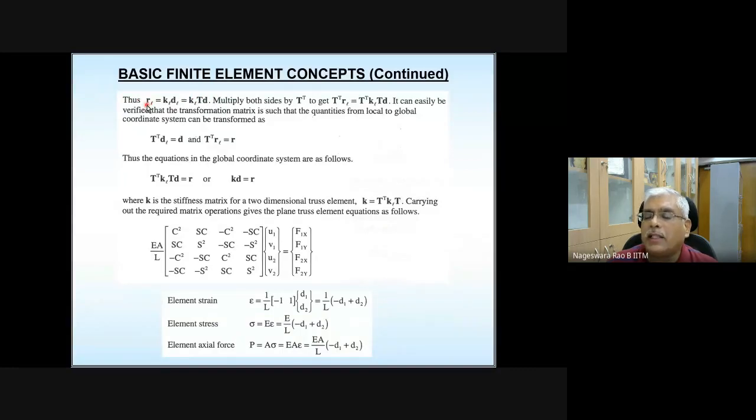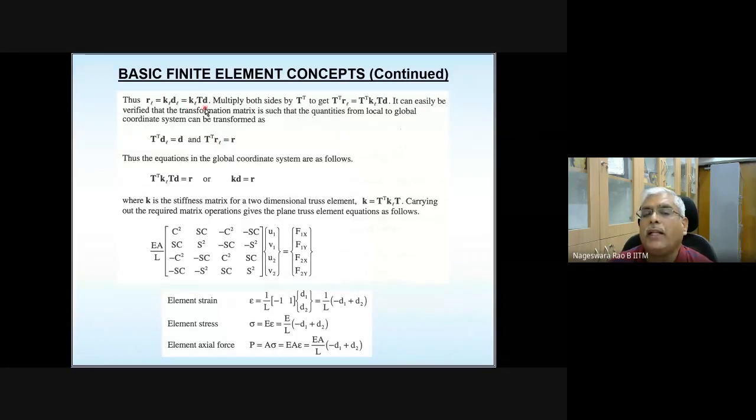That is written in the other way. RL is equal to KL times DL. DL is replaced with T times D. Multiplying on both sides with T transpose, T transpose RL is going to be R. That is what is written.